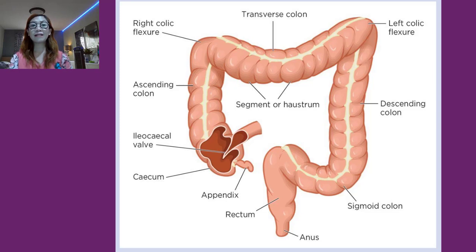The anal canal ends at the anus, which opens to the exterior. The anal canal has an external voluntary sphincter, the external anal sphincter, composed of skeletal muscle, and the internal involuntary sphincter is formed by smooth muscle.